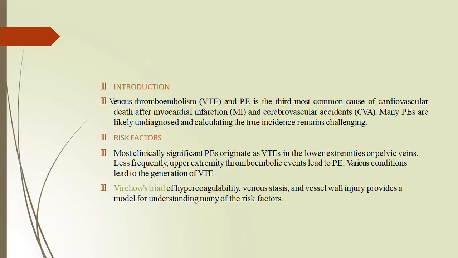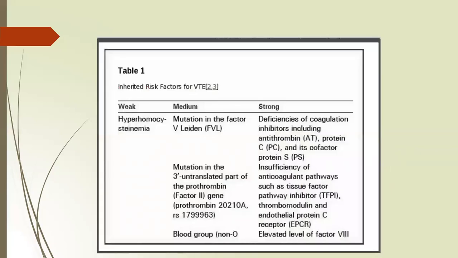Various conditions lead to the generation of VTE, that is venous thromboembolism. The Virchow triad of hypercoagulability, venous stasis, and vessel wall injury provides a model for understanding many of the risk factors. This is table number 1, where you can see inherited risk factors for VTE.